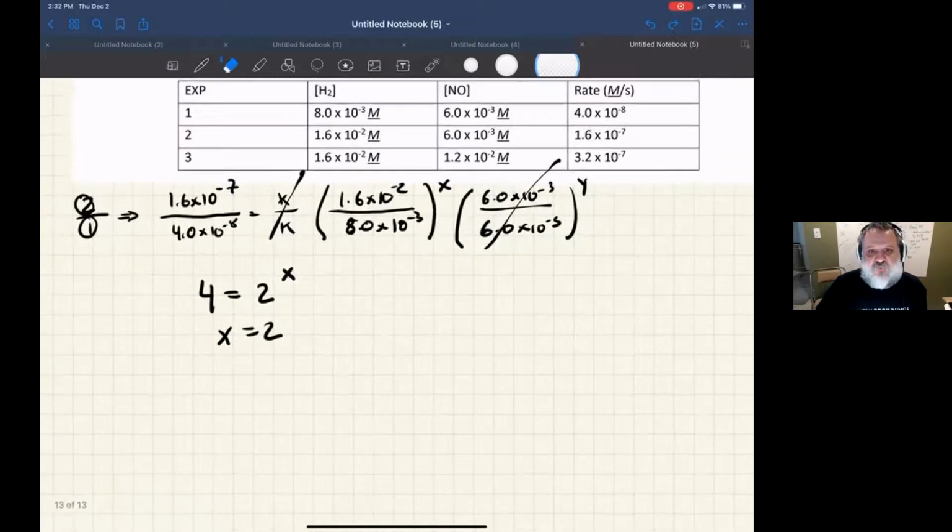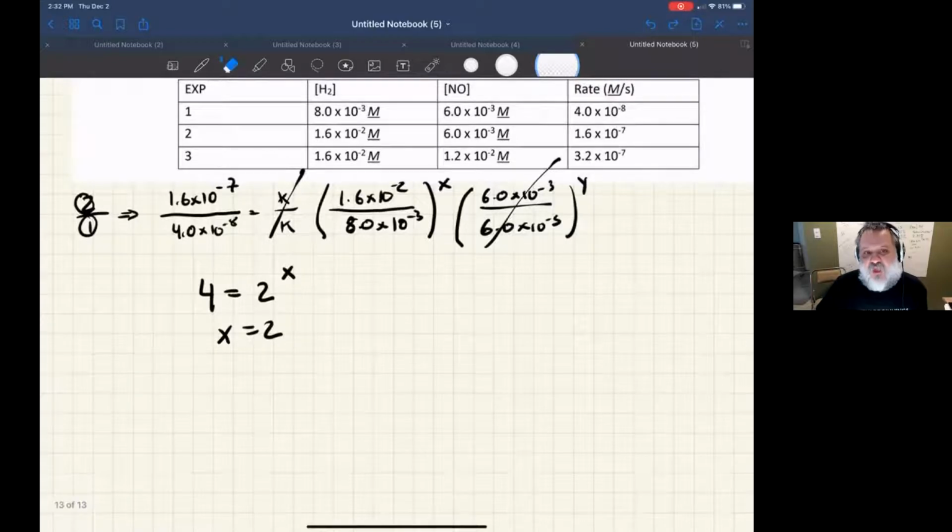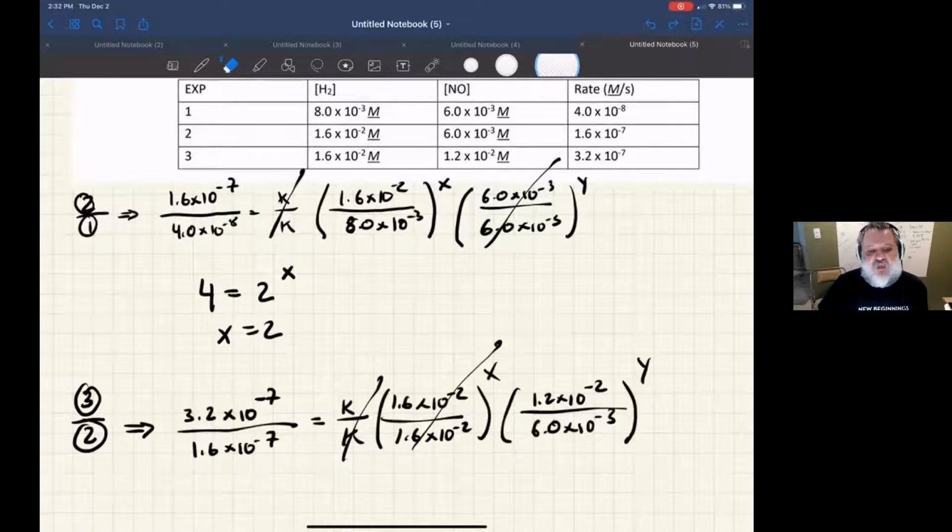So let's do the next one. The next one is one where I'm going to have to cancel out H2 and figure out what's going on with y for NO. And it looks like 3 and 2 do that. And so if I divide 3 by 2, then I get 3.2 times 10 to the negative 7th for the rate divided by 1.6 times 10 to the negative 7th. K is canceled. Remember that the concentrations of H2 are the same. They're going to cancel. And so I'm left with 1.2 times 10 to the negative 2 divided by 6.0 times 10 to the negative 3, all to the y power.